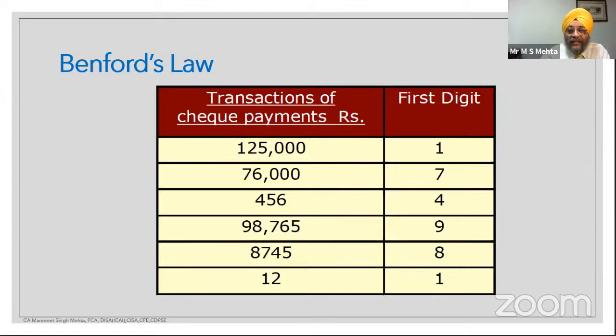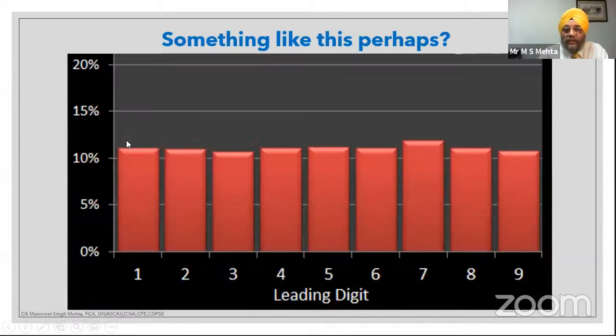Sanjay ji, it won't be 1/10 because 0 won't be a first digit, right? Atul ji, again, it would be something like 1/9. So traditional thinking will say the probability is something like 1/9, or something like 11.1 odd percent, perhaps.